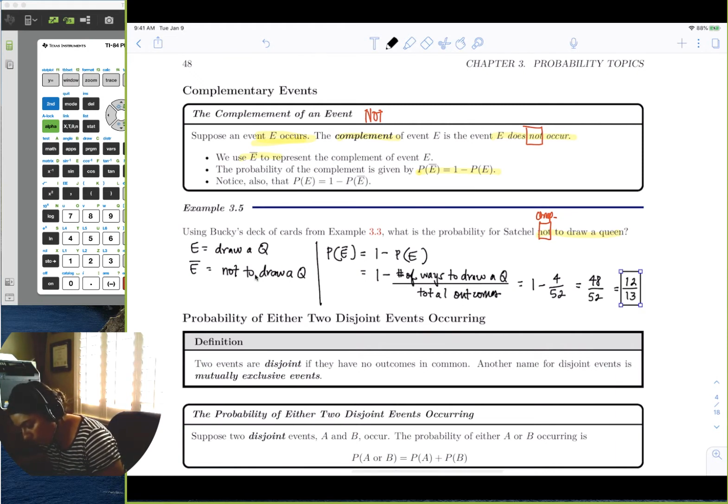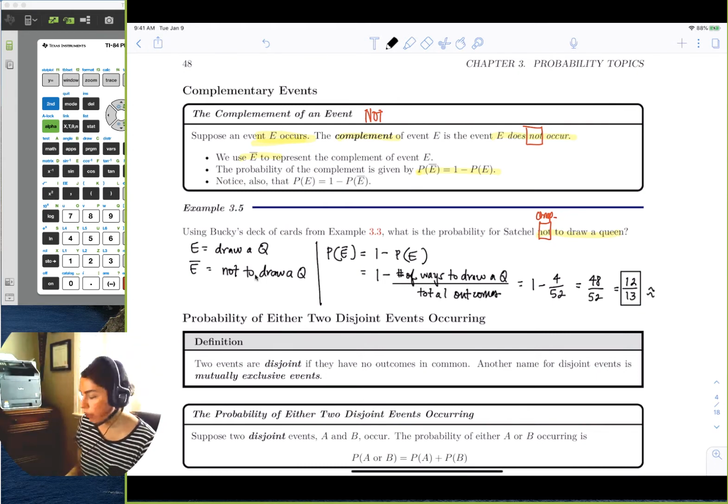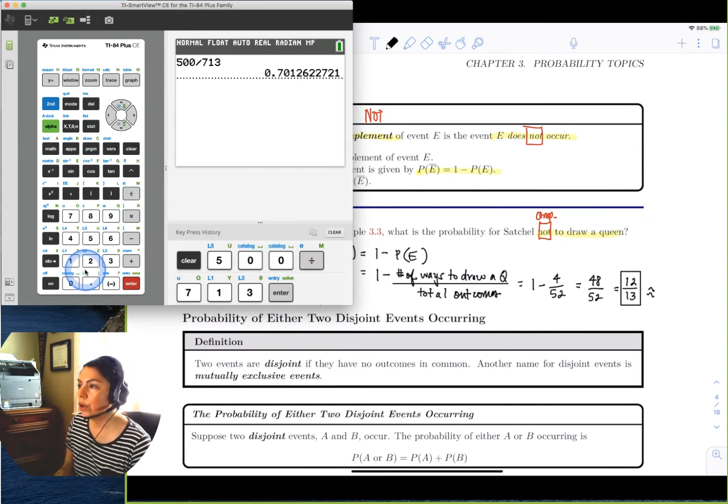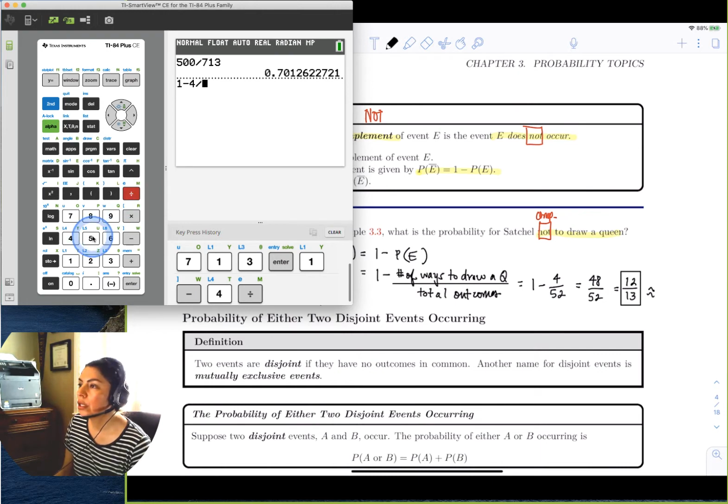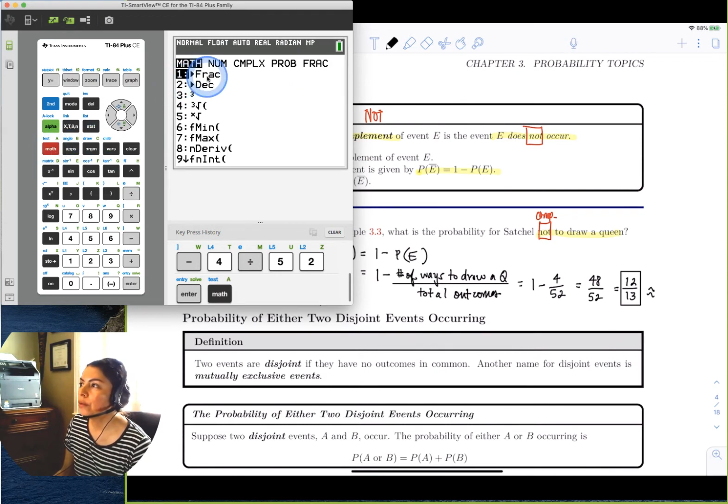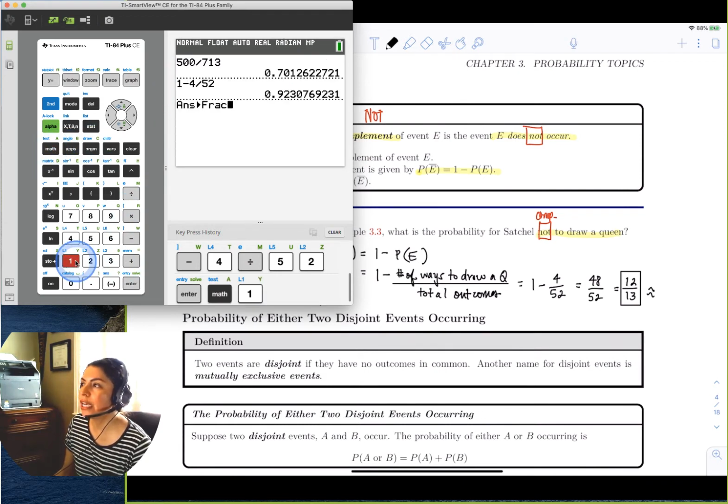Okay, but if we wanted to talk about it in conversation, we could go ahead and use our calculator. So let's go to our calculator and we can do 1 minus 4 out of 52. And it knows what to do. It gives this decimal. Now just go to math and go to 1, which is to fraction. And what it'll do is just take this number right above and take it to a fraction in the most reduced form. So 12 thirteenths, 12 thirteenths.